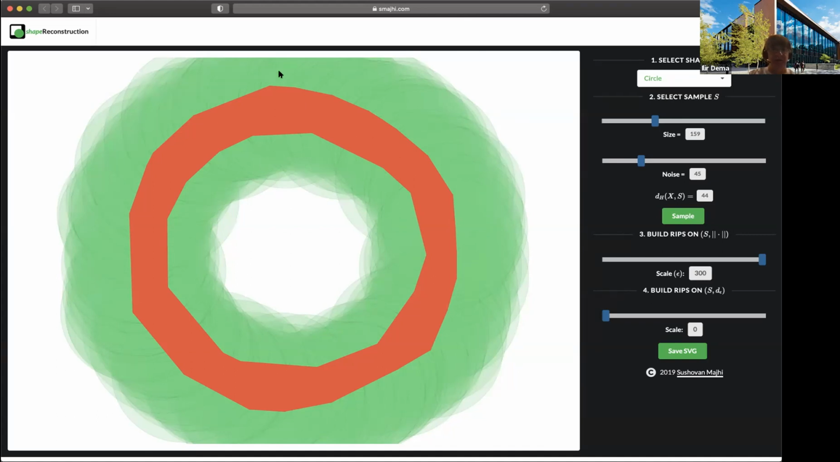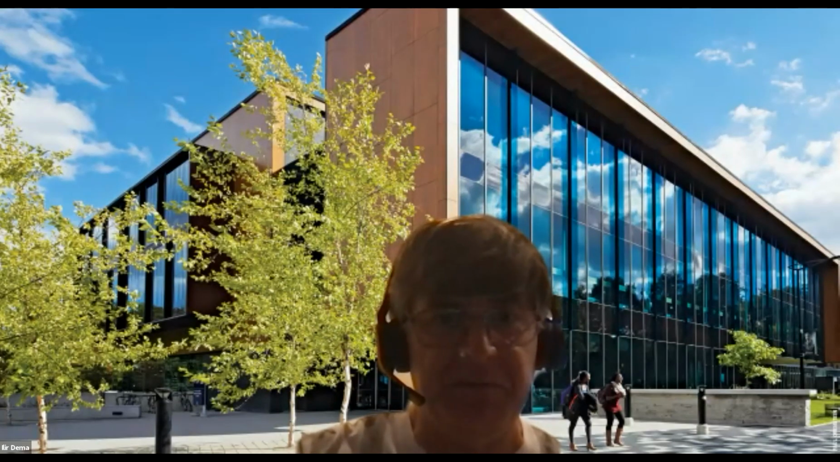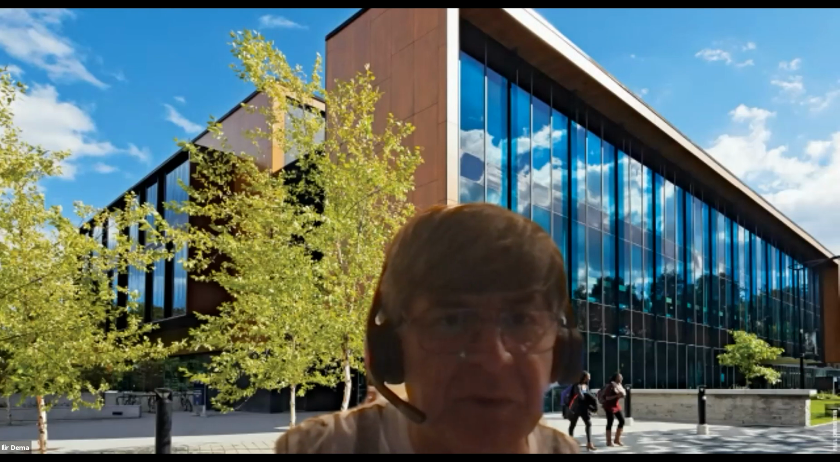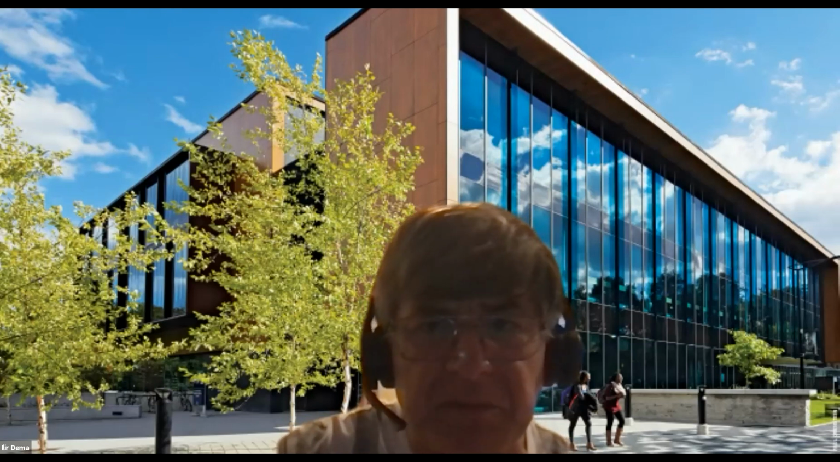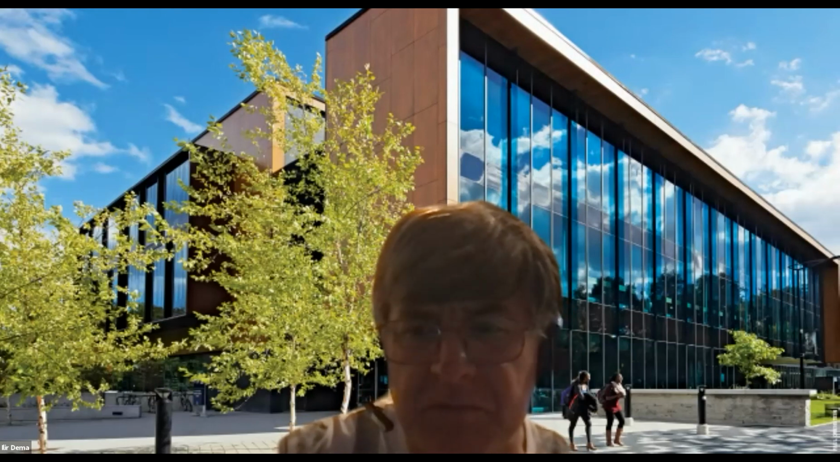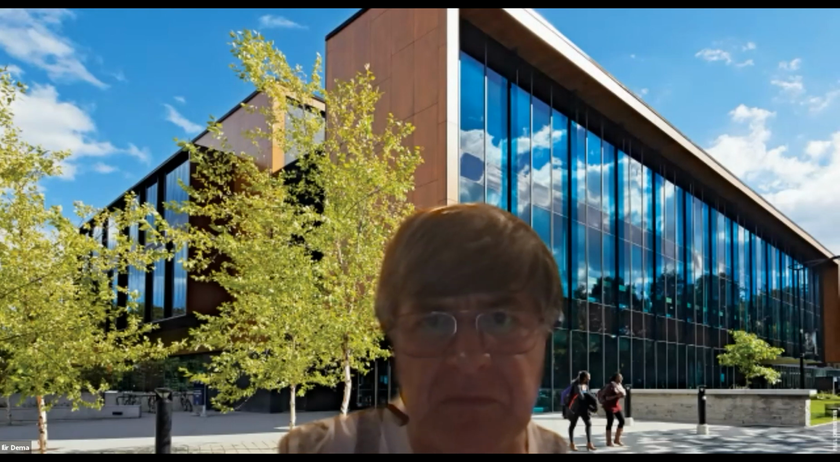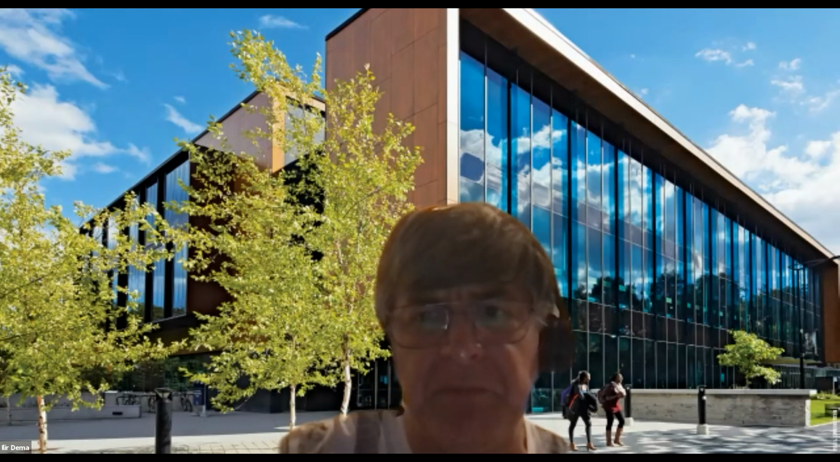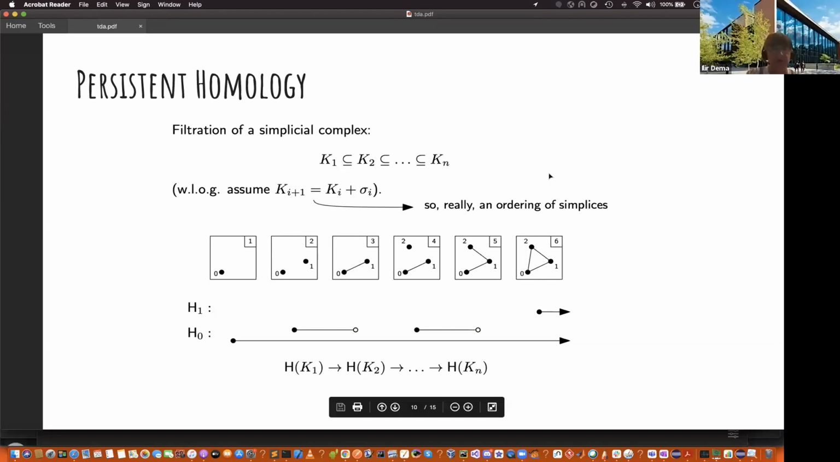So from this interactive tool, I'm going to go back to the slides. Just one second, where's my PDF? Yes. Okay.